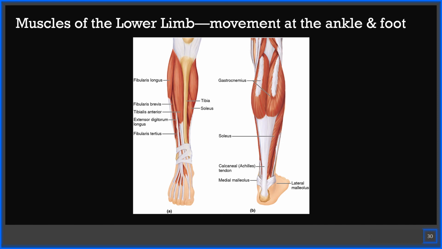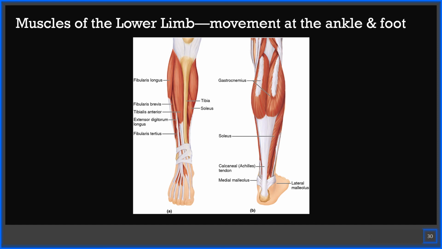Fibularis muscles, there's 3 of them: the longus, the brevis, and the tertius. They're found in the lateral part of the leg. They arise from the fibula and insert into the metatarsal bones of the foot. The group as a whole plantar flexes and everts the foot, so points the toes down to the ground, plantar flexion, and everts, turning the sole of that foot towards the outside of your body, which makes it an antagonist to the tibialis anterior.